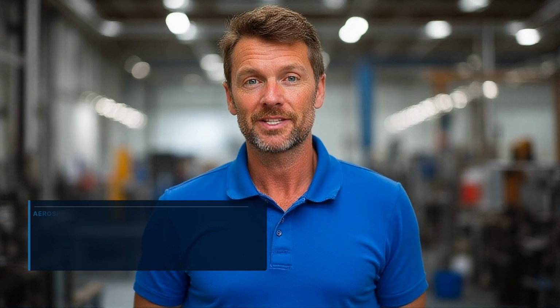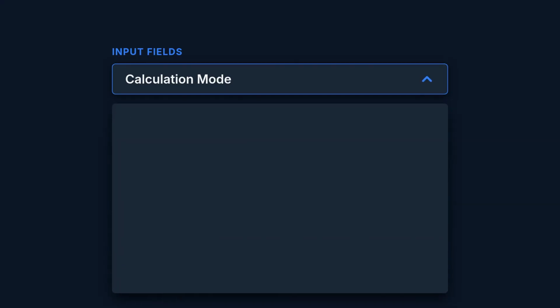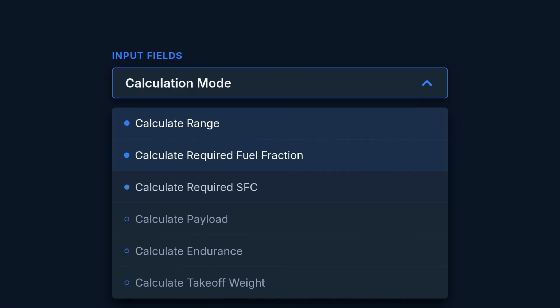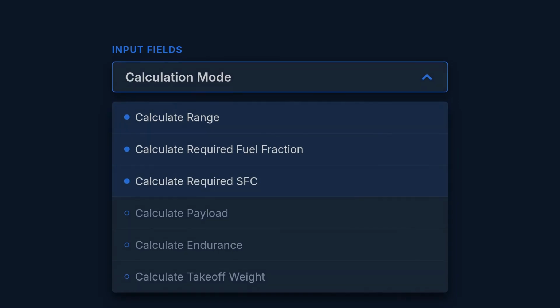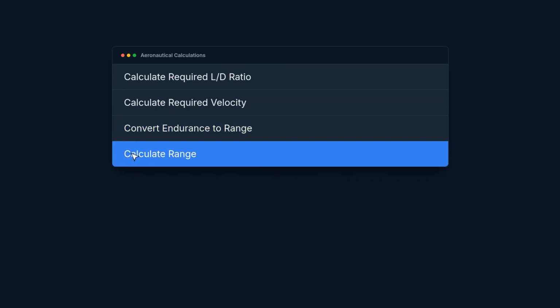This is the Breguet Range Aircraft Interactive Calculator, which computes aircraft range and fuel requirements using the classical Breguet equation. Let's explore the input fields. First, there's a calculation mode dropdown with 6 options: calculate range, calculate required fuel fraction, calculate required SFC, calculate required LD ratio, calculate required velocity, and convert endurance to range. For this demonstration, I'm selecting Calculate Range.